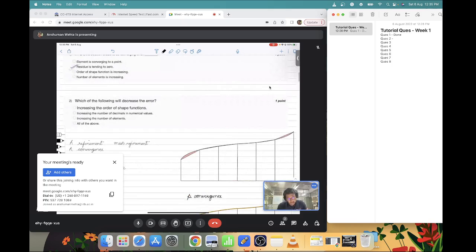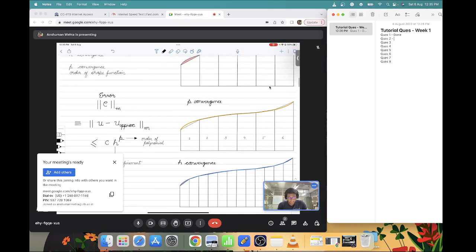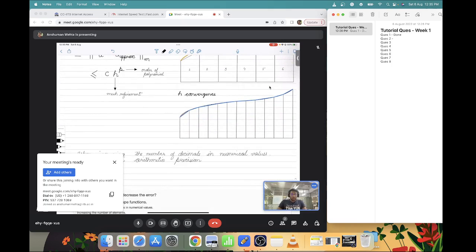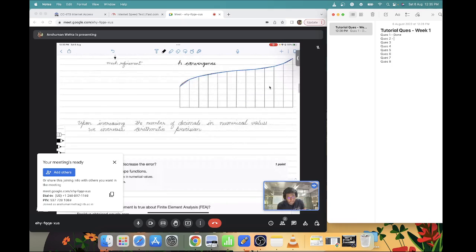Now there was a third point, that increasing the number of decimals in the numerical value. What does that mean? It actually means that upon increasing the number of decimals in the numerical value, we increase the arithmetic precision. Like, you have heard about the approximation errors. Those are errors which accumulate in time, or in a calculation, when we don't give proper attention to the rounding of the numbers.